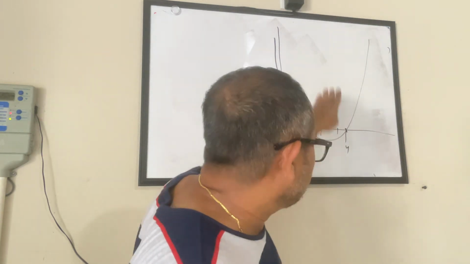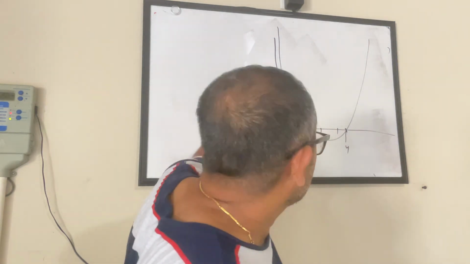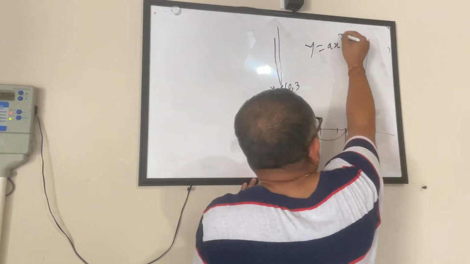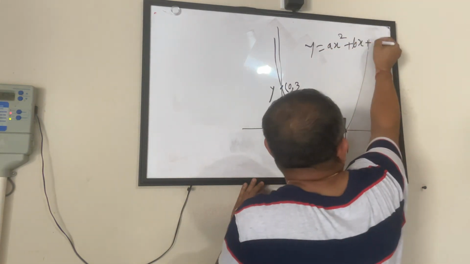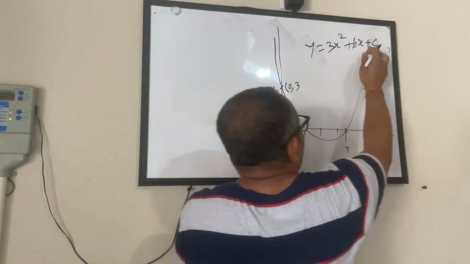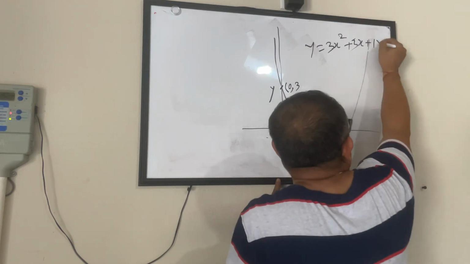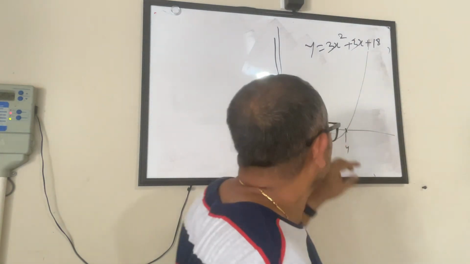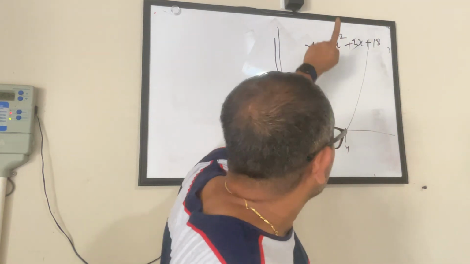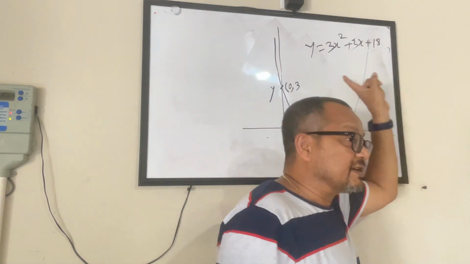So, whatever equation I had, what did we do here to draw this parabola? First thing is, let's say my equation was in the standard form, and let's say A was 3, B was 5, and C was 18. Okay? Use this one to find out the point where it crosses the y-axis.